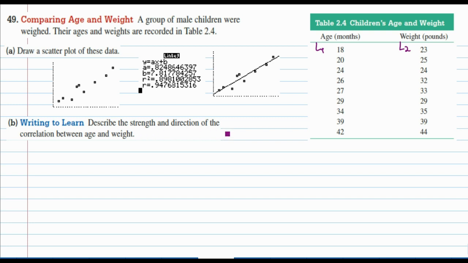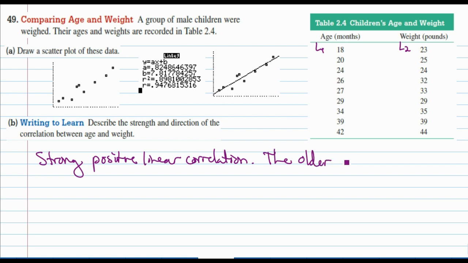So when I describe the strength and direction of the correlation between age and weight, I will say that this is a strong, positive, linear correlation. The older the child is, the more he weighs.